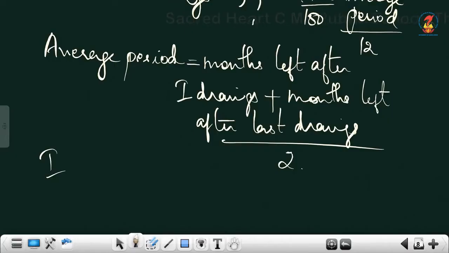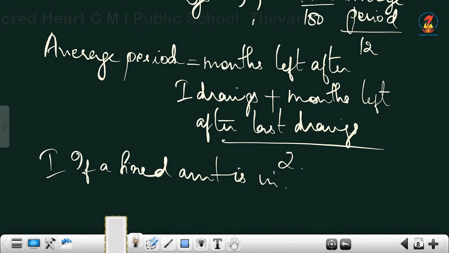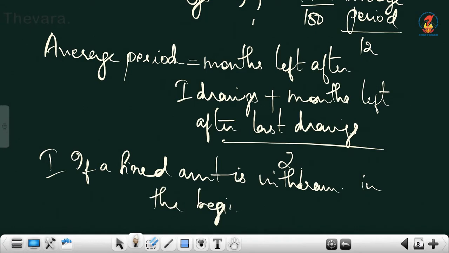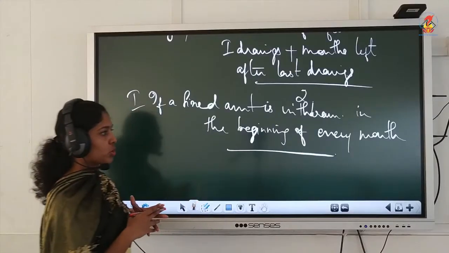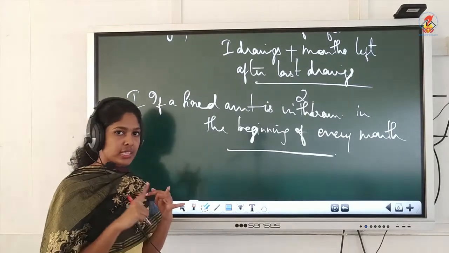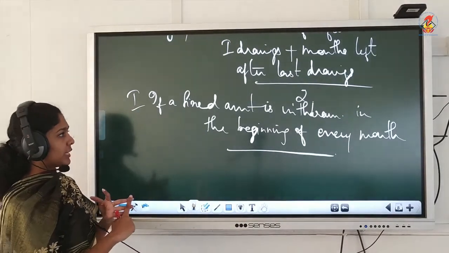The first situation is fixed amount. If a fixed amount is withdrawn in the beginning of every month. Fixed amount is withdrawn in the beginning of every month. So what you have to compute is interest on drawings, and the formula is total drawings into rate by 100 into average period by 12.